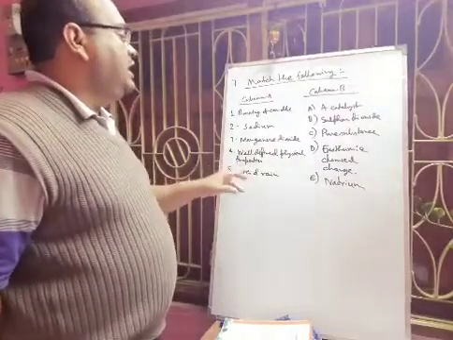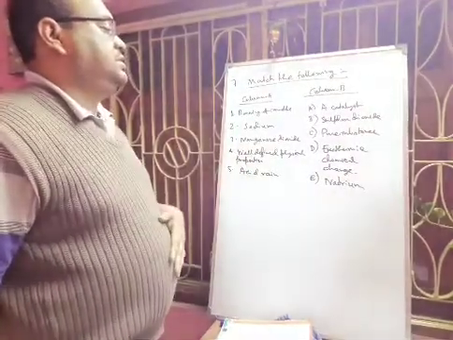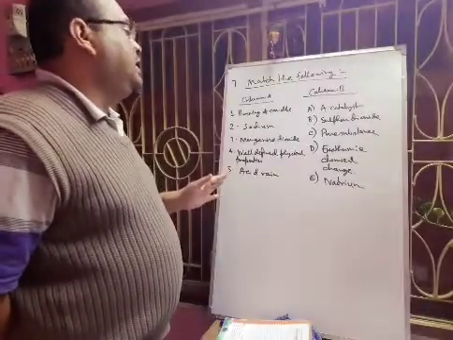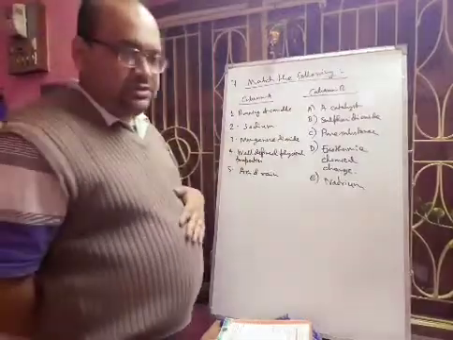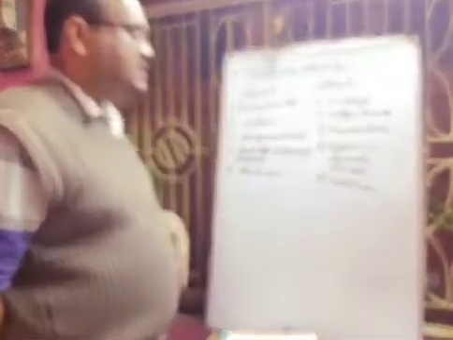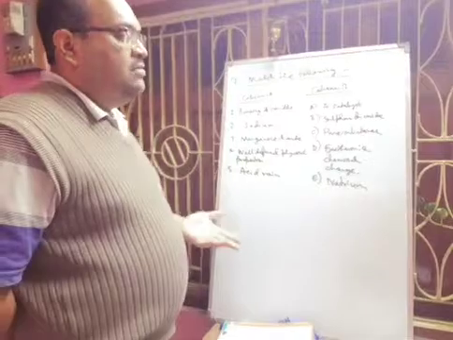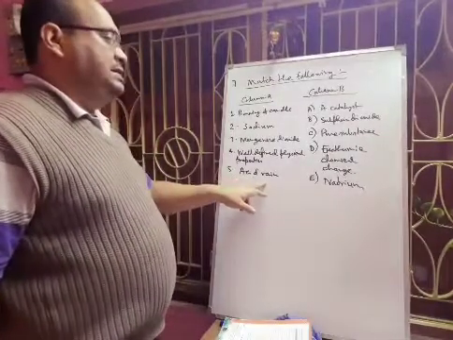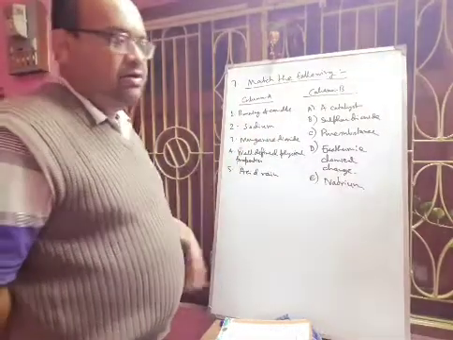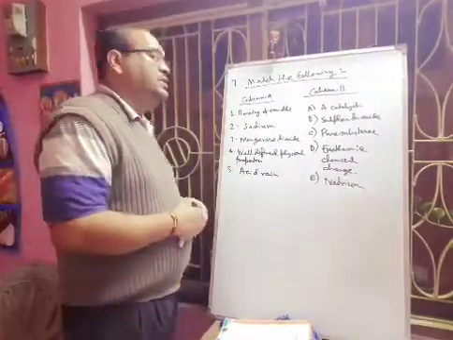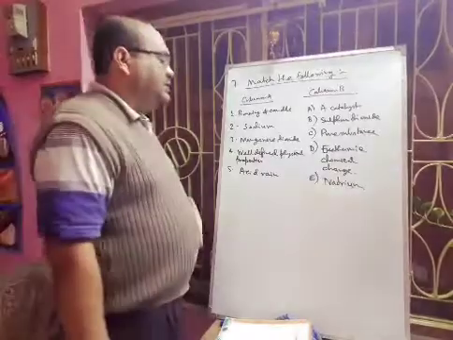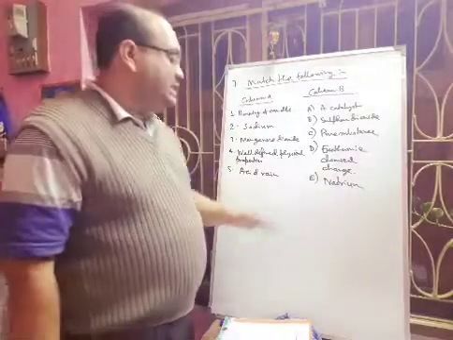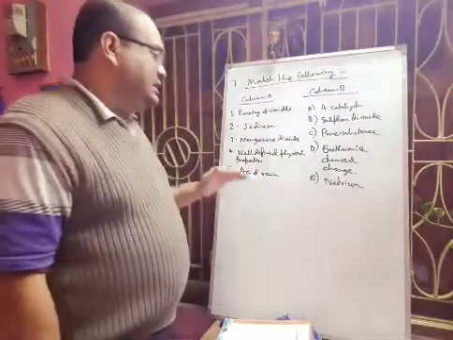Next one is well defined physical properties. Definitely it will be the pure substance. Pure substance has well defined physical properties. It has a particular melting point or boiling point. And next one, acid rain. Acid rain will be the sulfur dioxide. Because sulfur dioxide, when it combines with water, will form sulfurous acid, so that can cause acid rain.